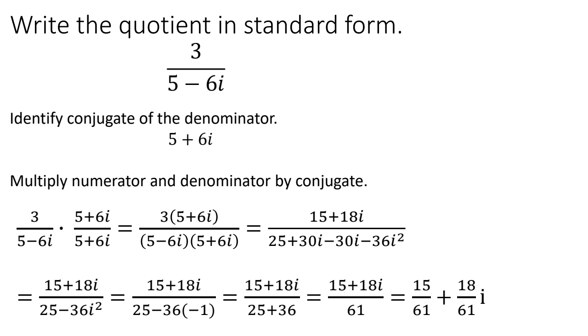And by me doing this, I can separate this addition on the top into separate fractions. Since they have a common denominator, I can split it up into a real plus imaginary. So the real part would be 15 divided by 61 plus 18 divided by 61i. And now it's in standard form.